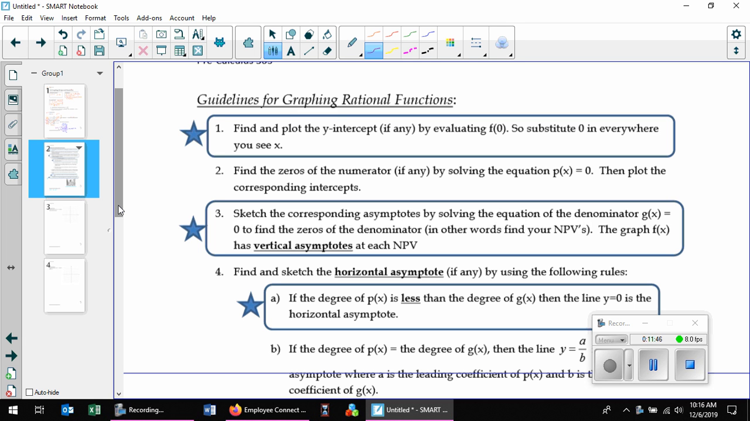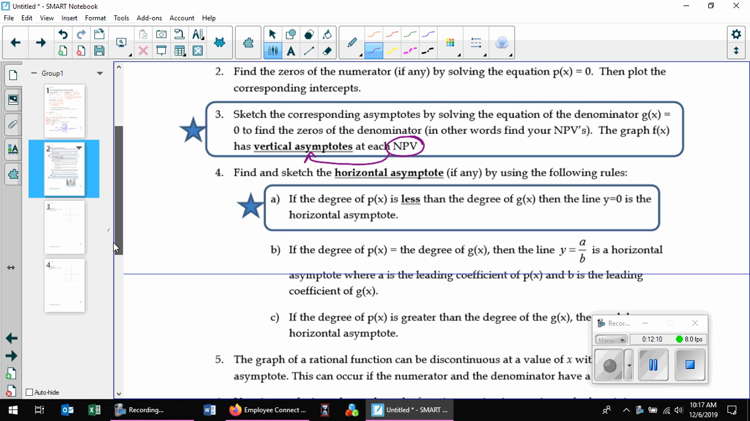So then we're going to jump down to 3. We're going to sketch the corresponding asymptotes by solving the denominator. So we're solving for an NPV. NPV will be our vertical asymptotes. That makes sense, because those are things that are going to be undefined, that can't happen. So it's like an invisible barrier you're drawing on the graph. 4A. Do you guys know what degrees mean? The highest exponent in an expression.